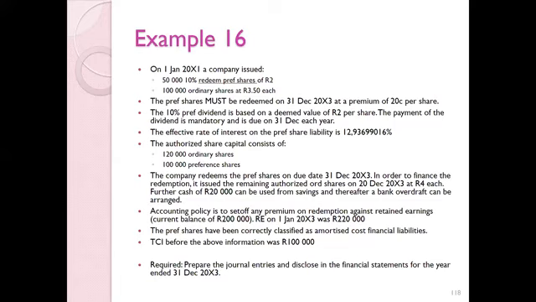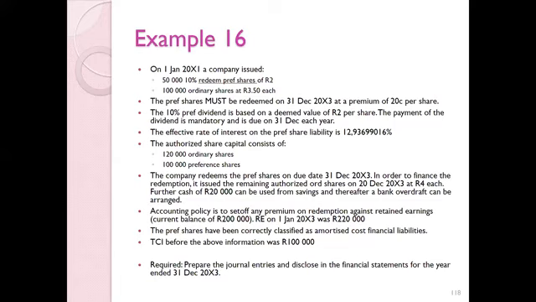The accounting policy is to set off any premium on redemption against retained earnings, which we are well aware of, that the premium of 20 cents per share will be set off against retained earnings, which has a current balance of 200,000 Rand, and our retained earnings on the 1st of Jan 20X3 was 220,000 Rand. The preference shares have been correctly classified as amortized cost financial liabilities.